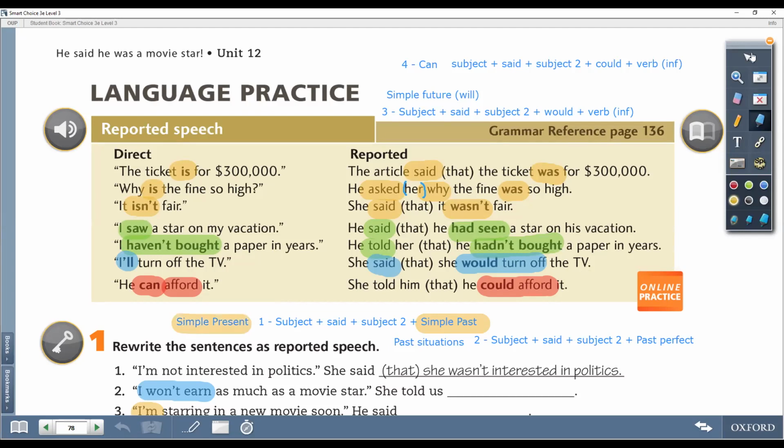Okay, good. Now here, green, simple past. What happens in the simple past? If the sentence is in the past or simple past or present perfect, what happens? The sentence goes to past perfect. Past situations, they become past perfect when I report. Now, what happens if my sentence is in the future with will?